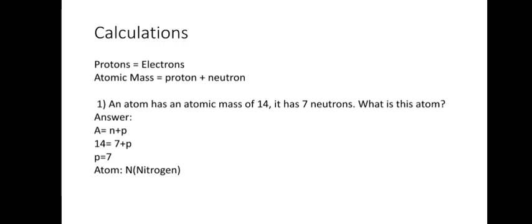Let's go to number 1. An atom has an atomic mass of 14. It has 7 neutrons. What is this atom? So to answer it, we have the atomic mass, which is neutron plus proton. The symbol is A. So we have the proton equal to 7 by finding it like this. 14 = 7 + P. P is the proton. So we move the 7 to the left side so that it is minus, and then P becomes 7. So we have 7 protons.